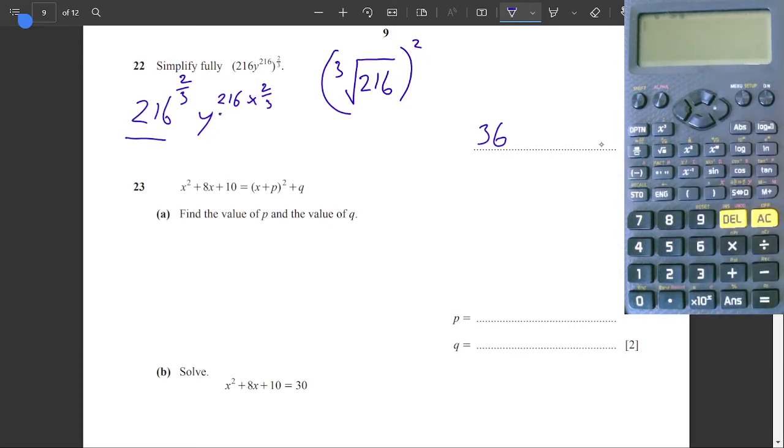Next is this part. We just need to multiply that together. 216 times 2/3. That means y is the power of 144. And that's it. Done it. Save time. Get 2 marks nice and quickly.